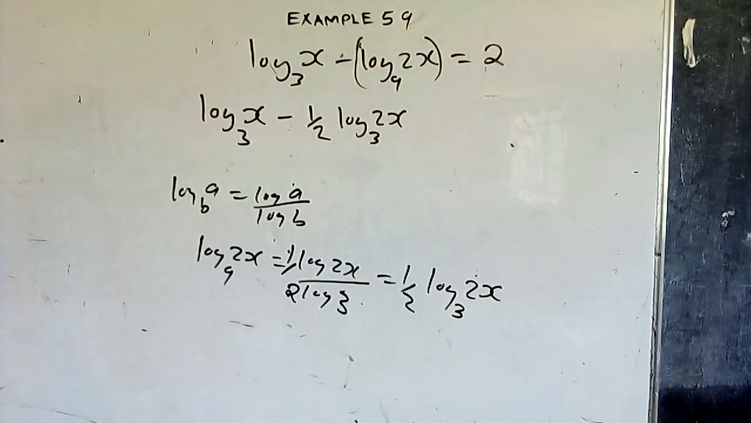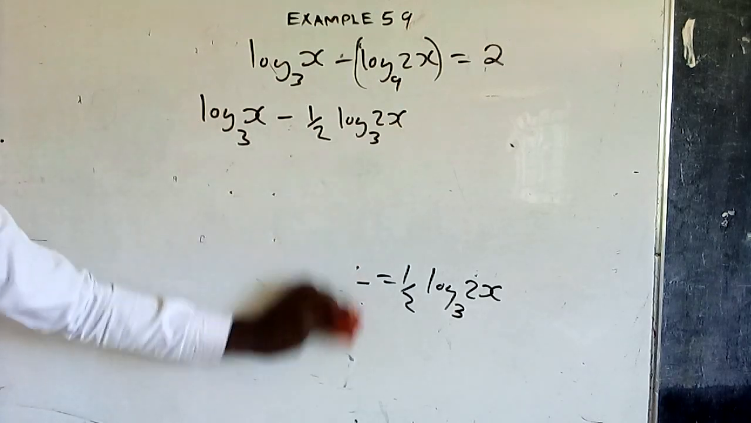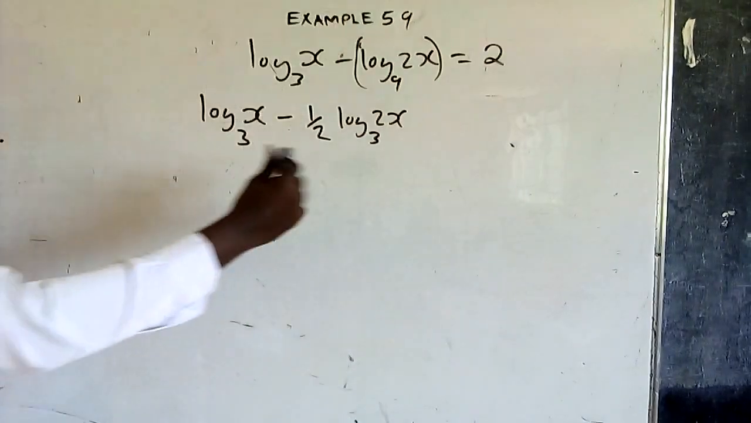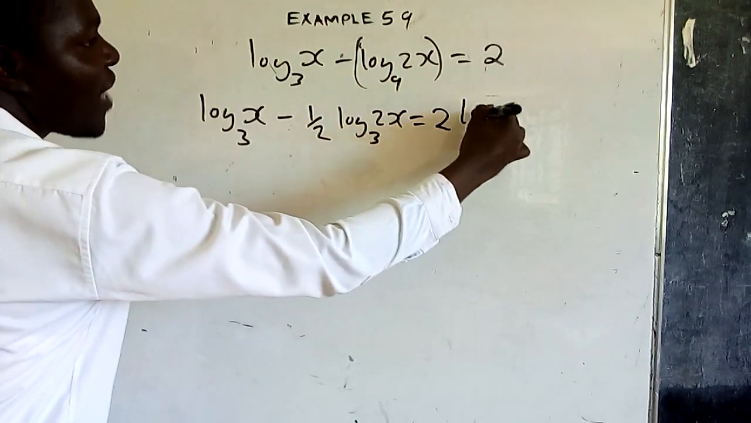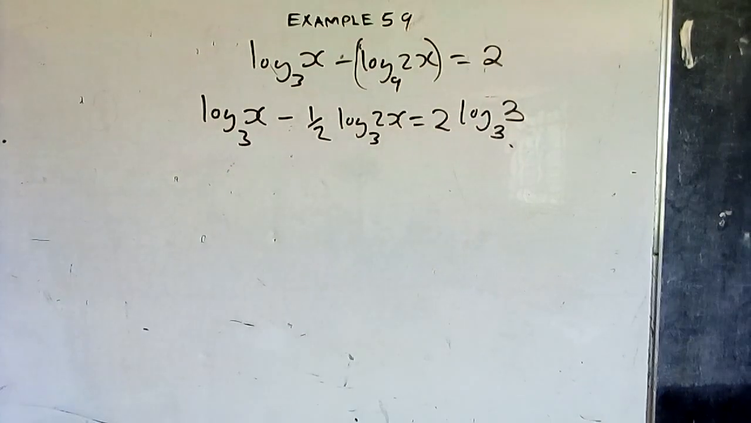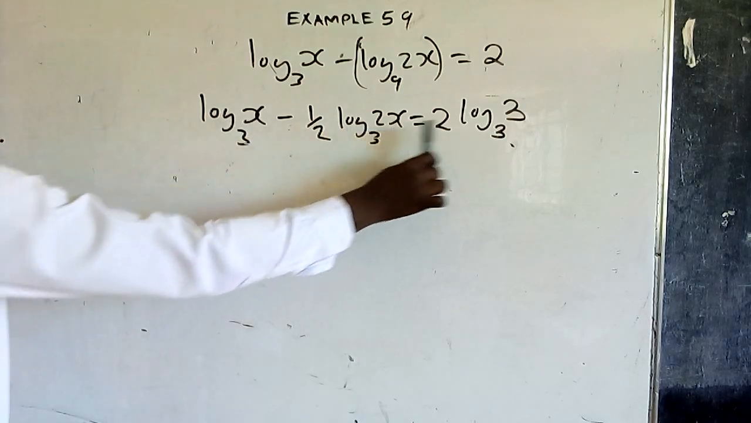So on the left hand side of the equation we have the same base. Then on the right hand side, the equation is equal to 2, meaning on that side we introduce log 3 to base 3, because the log of a number to the same base is 1. Good. So we now have base 3 throughout.